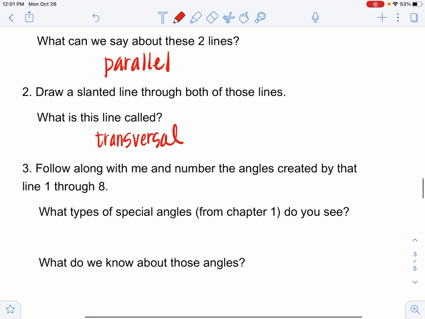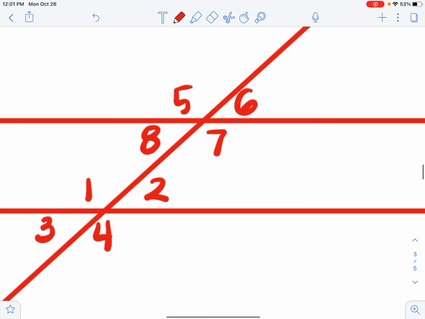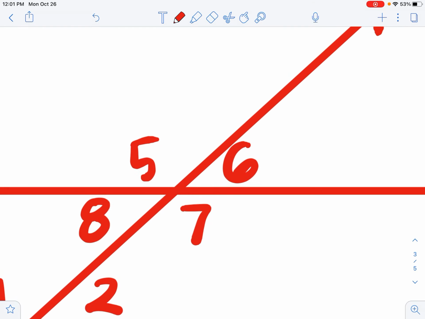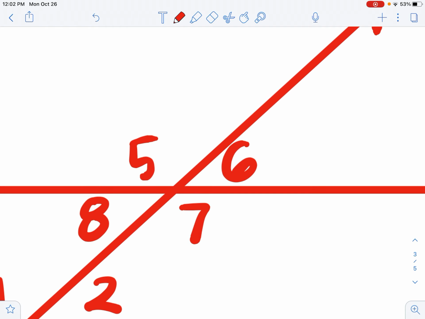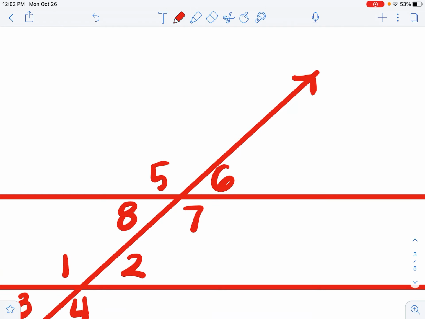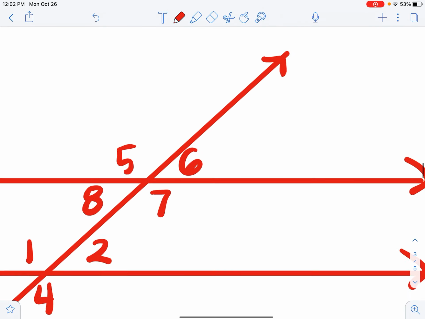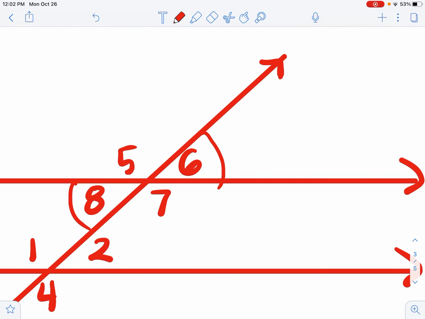What types of special angles from chapter 1 do we see? Even if I zoom in on this, what are some angles that we see? Well, how about 5 and 6? What kind of angles are those called? Those are called linear pairs. What about angle 6 and angle 8? Those are called vertical angles. What do we know about vertical angles? They're congruent, so those are going to be the same. What do we know about linear pairs? They're supplementary, so they have to add to 180.